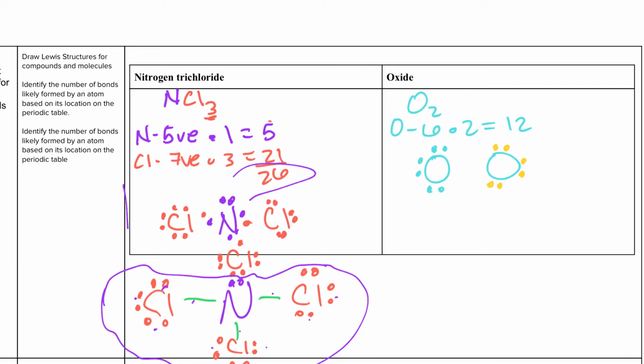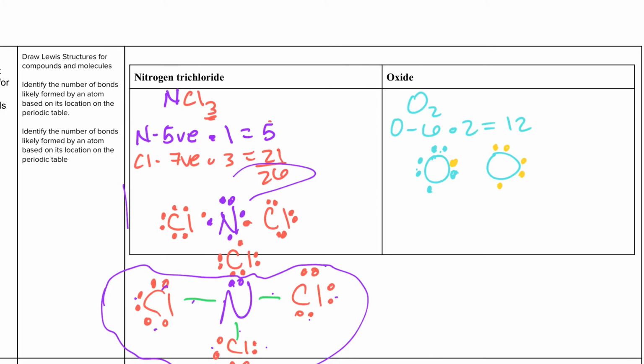Well, we're going to start off by sharing a pair of valence electrons. So we're going to get one from here and here. Okay? So now each oxygen, how many electrons do we have surrounding it? 2, 4, 6, 8, 10, we have 12.